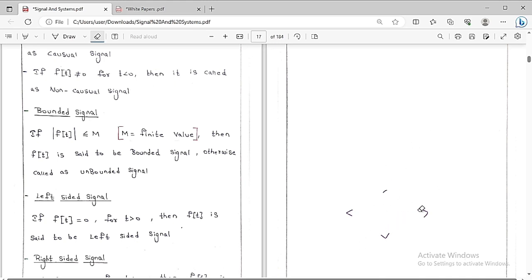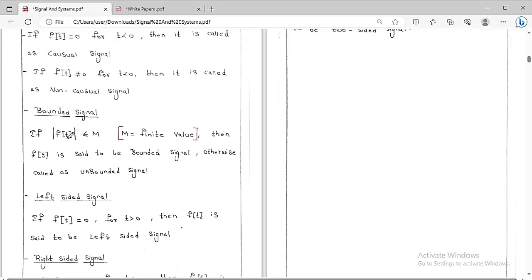So this point you always have to keep in your mind. If the signal is going to lie only between a certain bounded range in terms of amplitude, then only we can get a bounded signal. Modulus means I always take the positive value. So if mod of f of t is less than or equal to M, where M is a finite value, then f of t is said to be a bounded signal, otherwise it will be an unbounded signal.